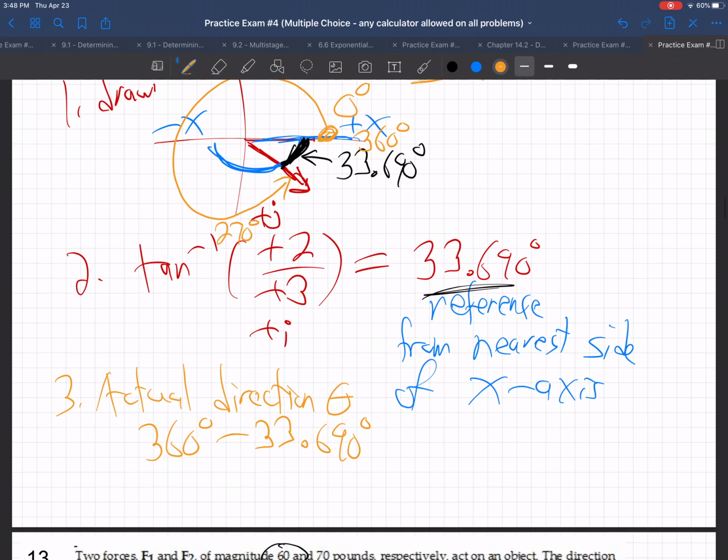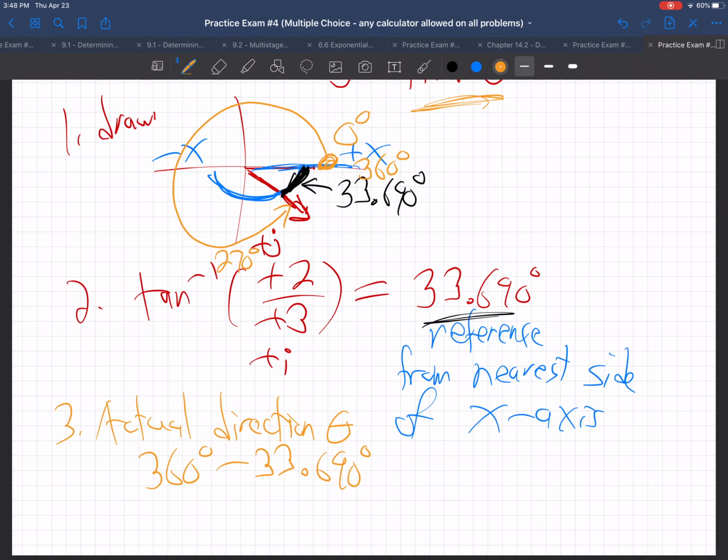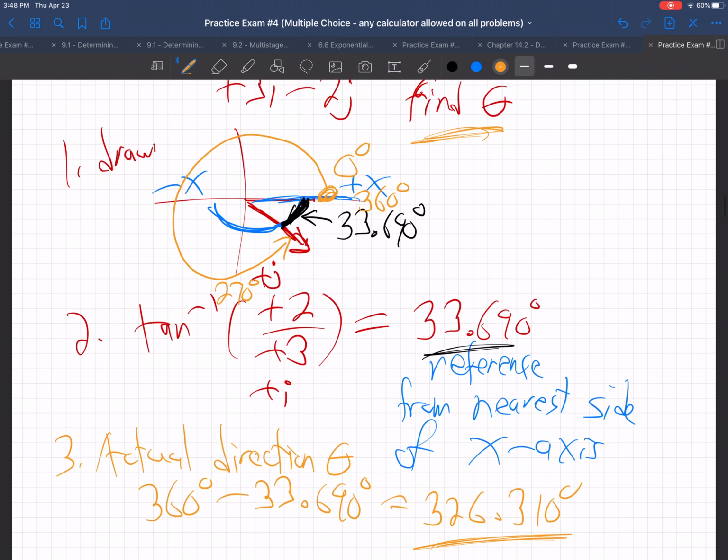So always use whatever the reference angle is touching. So that'll be the good way to do that. So 360 minus that, and we get the actual angle, 326.310 degrees. That's how you find actual angles from an ij vector.